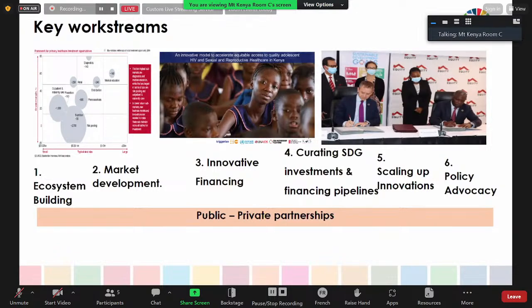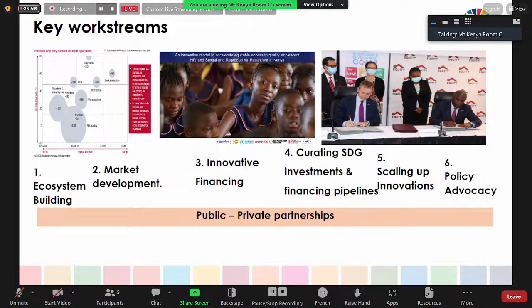So here's the African cooking pot. We put ingredients in and then we cook this lasagna. We make sure that we bring these partners together on the ground. These work streams are really around ecosystem building, market development, innovative financing, curating concrete pipelines. So we move from the big talk to concrete action and impact on the ground.